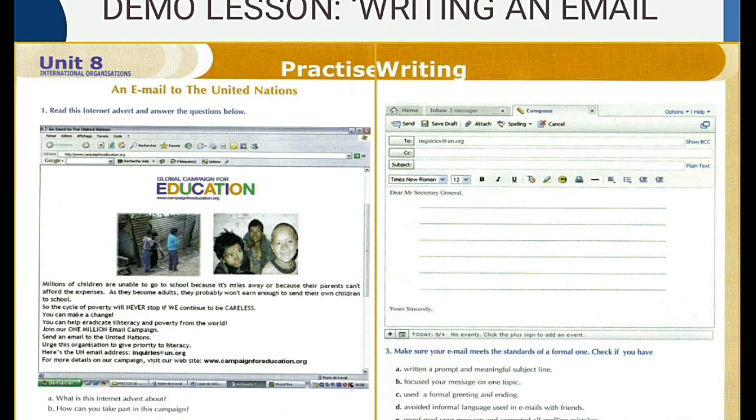So through the activities provided in this lesson, students will not only have to generate ideas and use their problem solving skills to think of ideas to get rid of illiteracy and poverty, but also they need to write a formal email. Therefore, they should know how to compose one and the standards of writing a formal email.